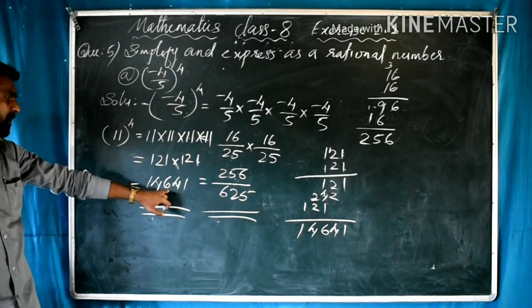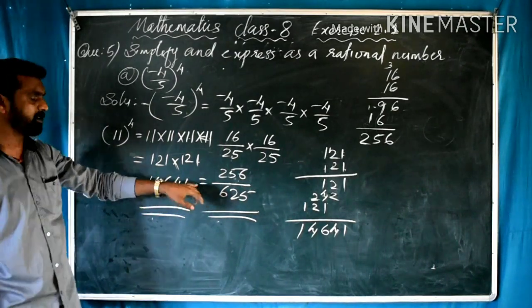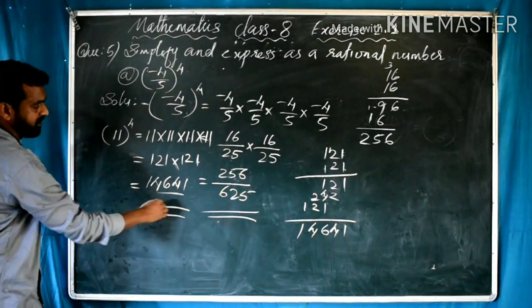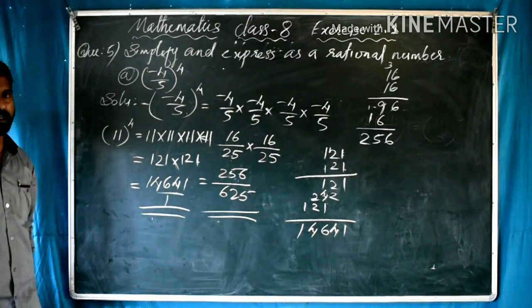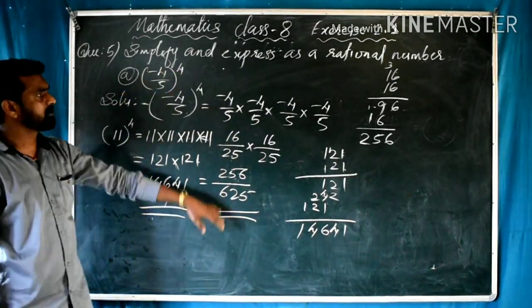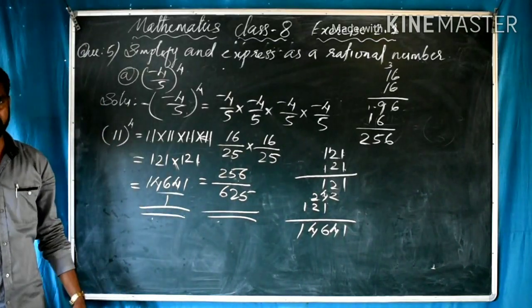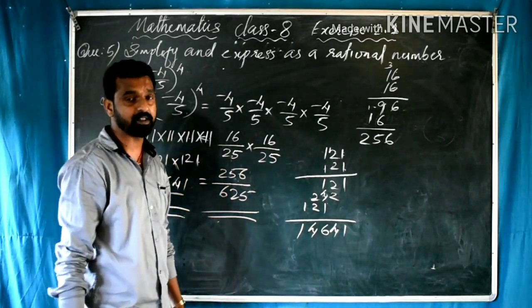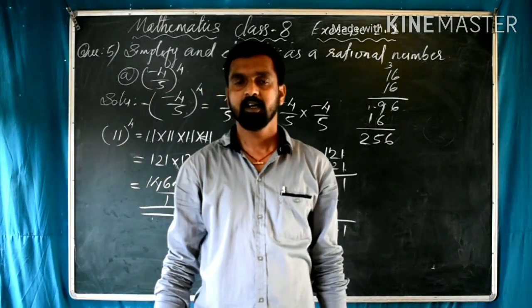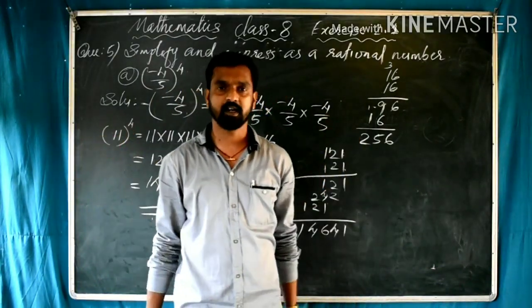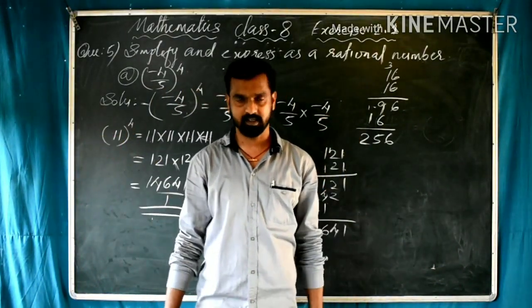14,641 also is a rational number. We can write it as 14,641 divided by 1. So 11 is also a rational number. So this way we have to simplify and express the numbers. But the questions may not be the same in the textbook. These questions I have given as examples only. You have to check your textbook.